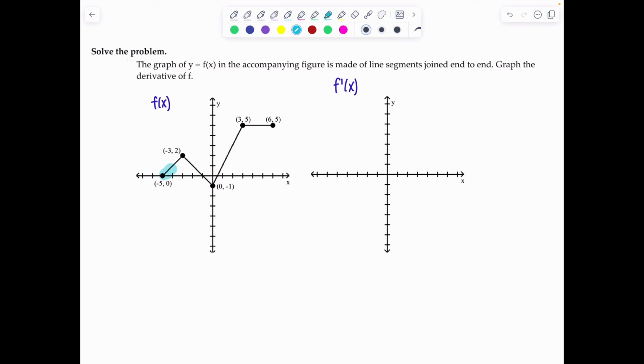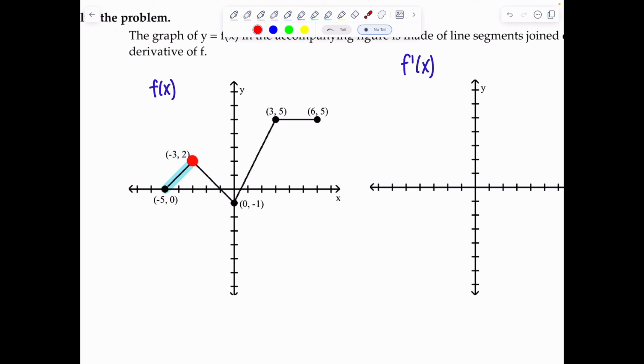So looking here at this first line segment, you can do y2 minus y1 over x2 minus x1, but why don't we just count rise over run? It's so much easier. So from here to here, we rise 1, 2, and we run 1, 2. Positive 2 over 2 means the slope here is 1. Let's repeat for the next line segment. This time we rise negative 1, 2, 3. We run positive 1, 2, 3. Negative 3 over 3. This slope is negative 1.